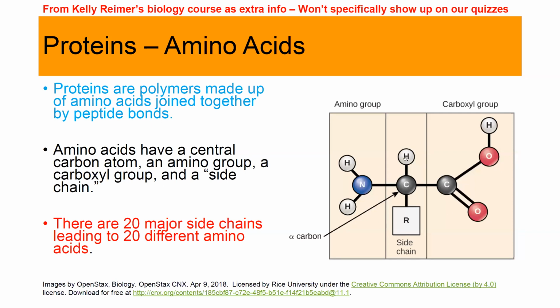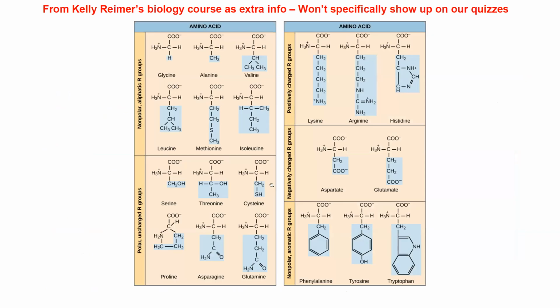Now, I mentioned amino acids are the structures that are put together to build proteins. We don't need to know this in detail, but there are 20 amino acids that we need. So there are 20 amino acids that we need to survive.